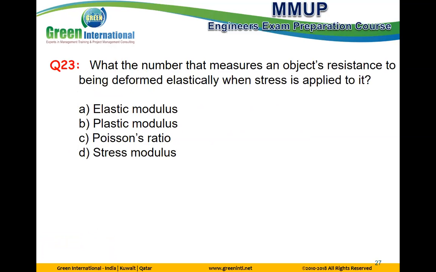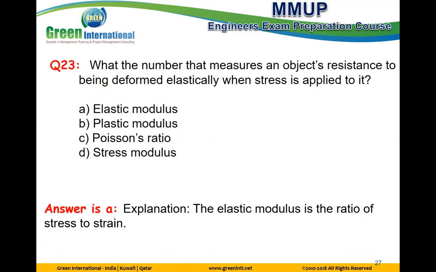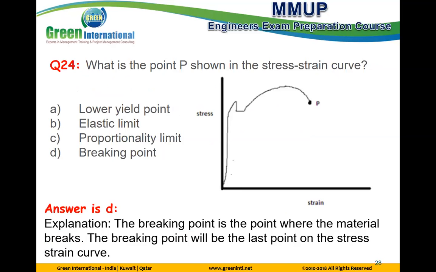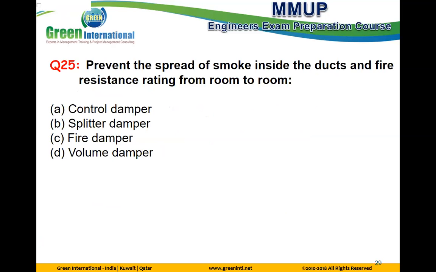What is the number that measures an object's resistance to being deformed elastically when stress is applied to it? A, elastic modulus. Elastic modulus. What is this point? B, breaking point. Breaking point. What prevents the spread of smoke inside the duct and has a fire resistance rating? Fire damper. Fire damper.